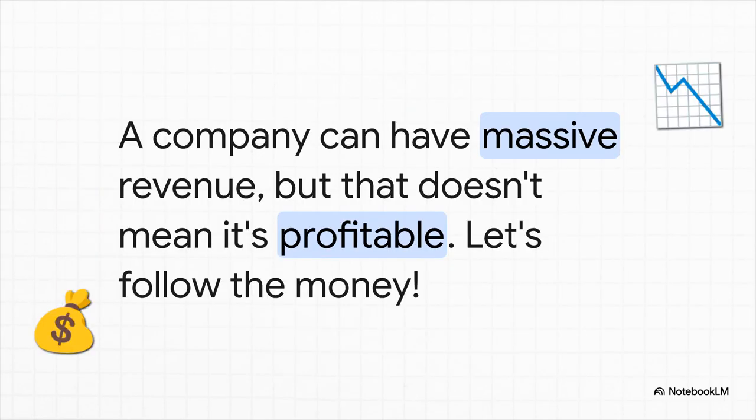But here's the thing. A huge revenue number can be super misleading. I mean, a company can sell millions of dollars worth of stuff and still be losing money if its costs are out of control. And that's exactly why we have to follow that cash down the funnel to see what's really going on under the hood.